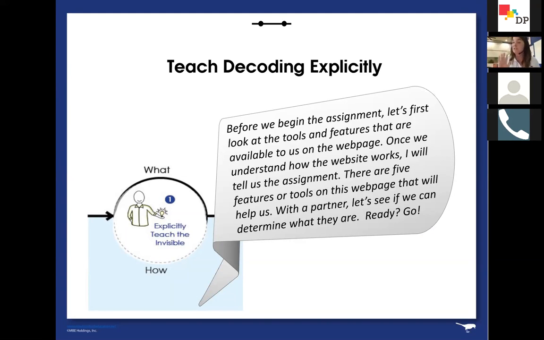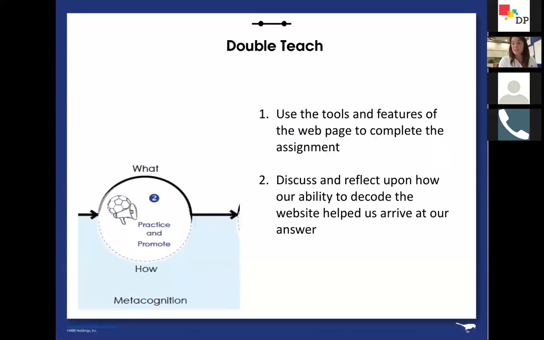There's 5 features on the web page that I can help with. With a partner, let's see if we can determine what they are, and then have learners work together to see if they can find the web page tools and resources that are there. Before we dive in, they know and understand very clearly what all those tools are. They're also using decoding skills to work through that. Then I'm going to teach whatever it is that I wanted to teach using the web page, but I'll use those features of the web page to complete the assignment.